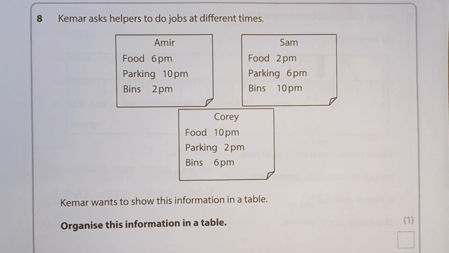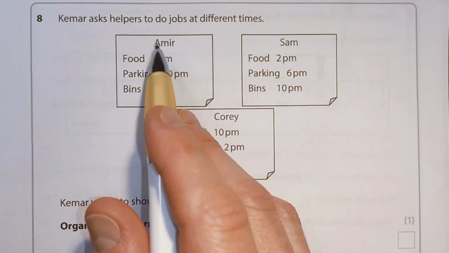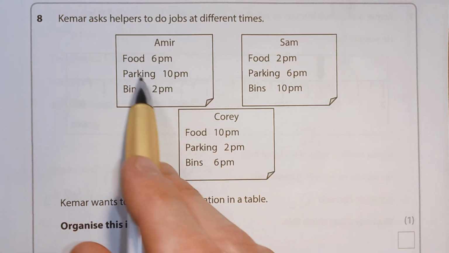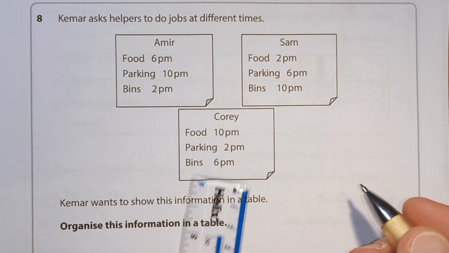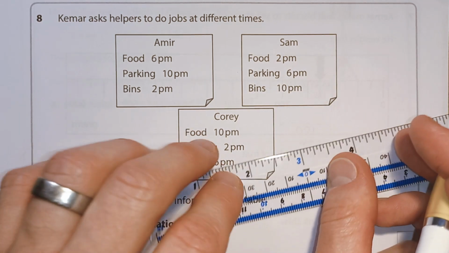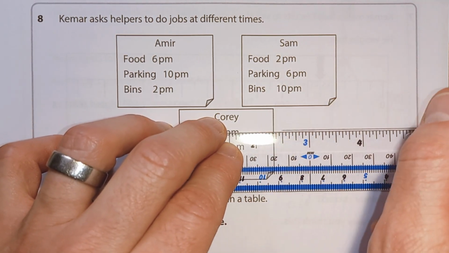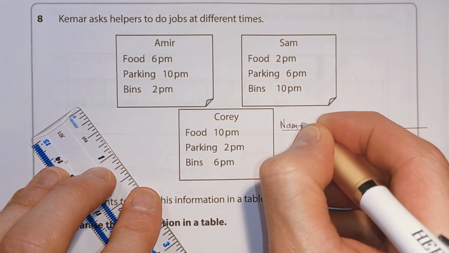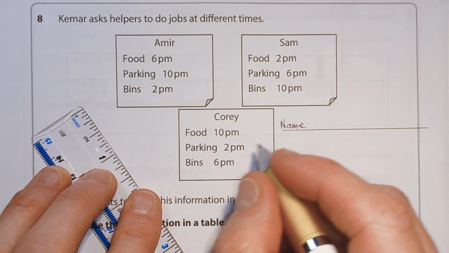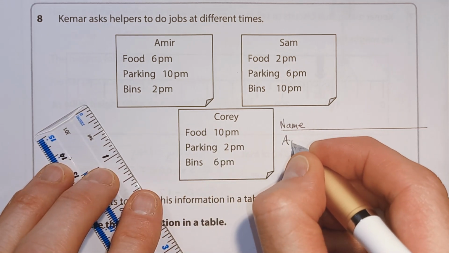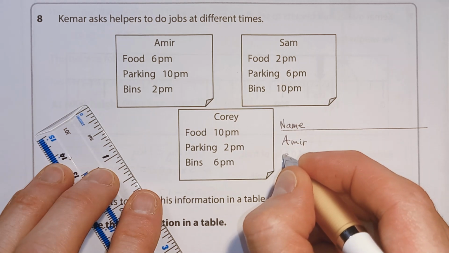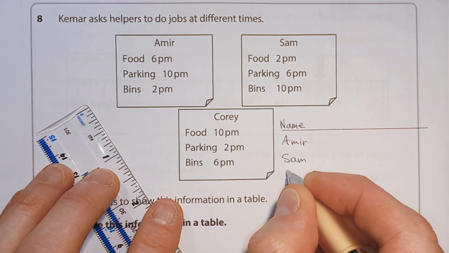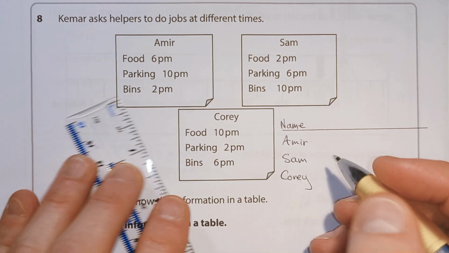Right, we'll do this lower down, but I'm going to do it here so we can see the information as well. So, what information needs to go in the table? Well, we need to have their name. We need to have when they do each of the different jobs. So let's do our table here. And the first column we're going to have is name. So we're going to have Amir, Sam and Corey. And it's all the times we want.